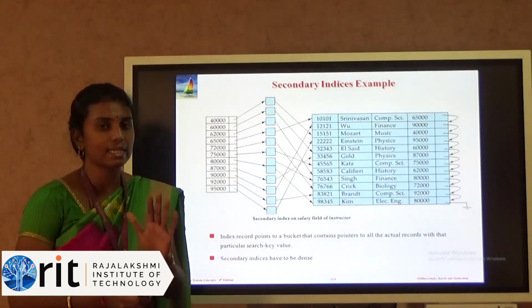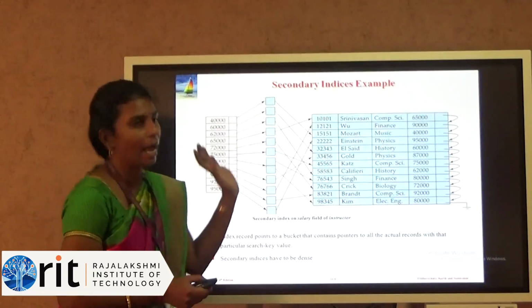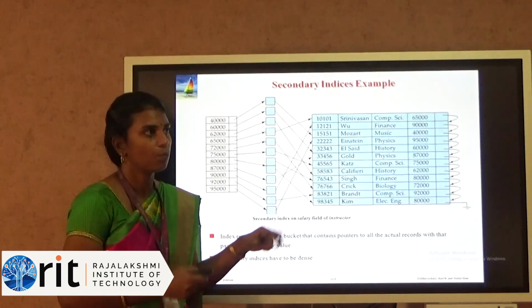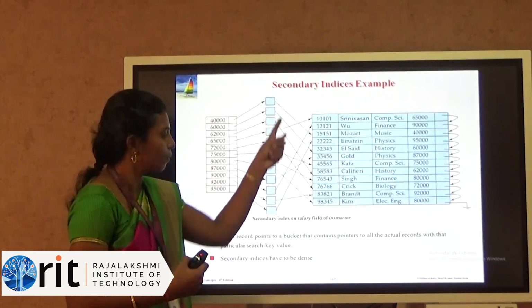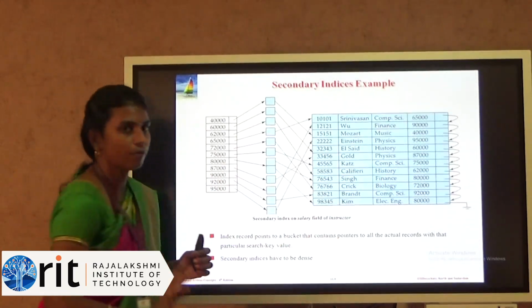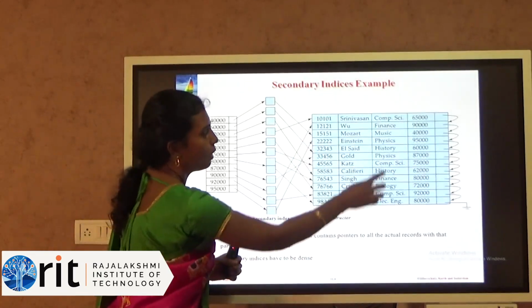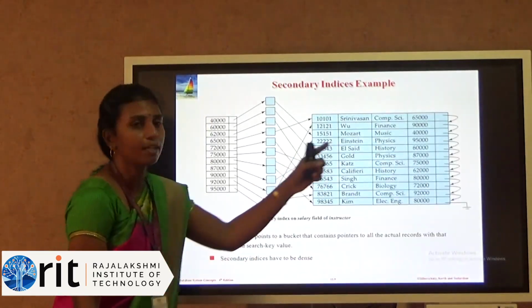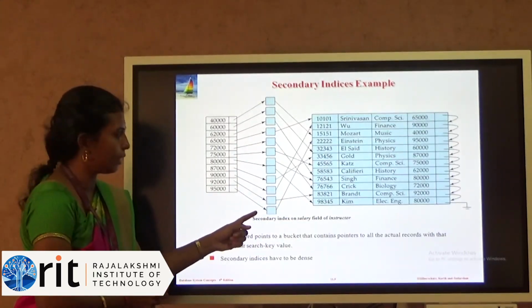The second one is secondary index. In secondary index, one more level is added. That is why it is called secondary indices. What's the use of the extra level? This is the example of the instructor relation. The same thing: the first one identifier, name, the third one department, and the fourth one salary. Then what's the use of the extra level index?